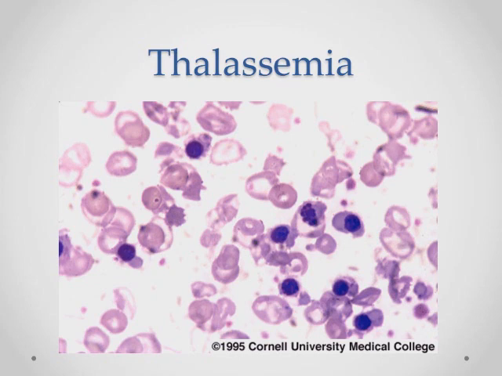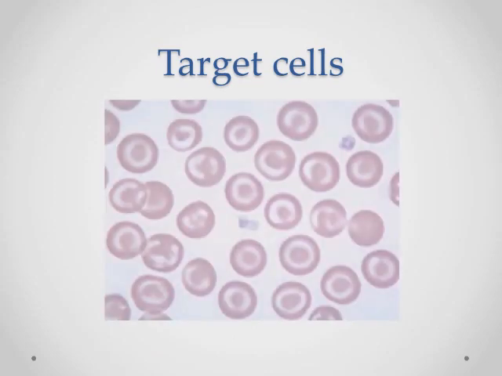So we have here some anisopoikilocytosis. There is a difference in shape and in size of the red blood cells, and we also have many normoblasts. This occurs in thalassemia. Another cell shape, like we said before, is the target cell, which we can also see in thalassemia.